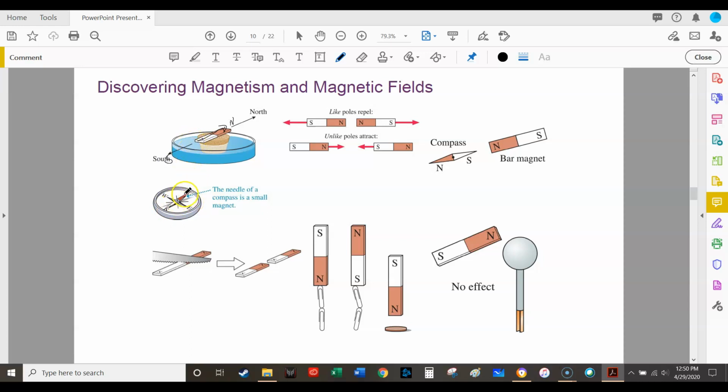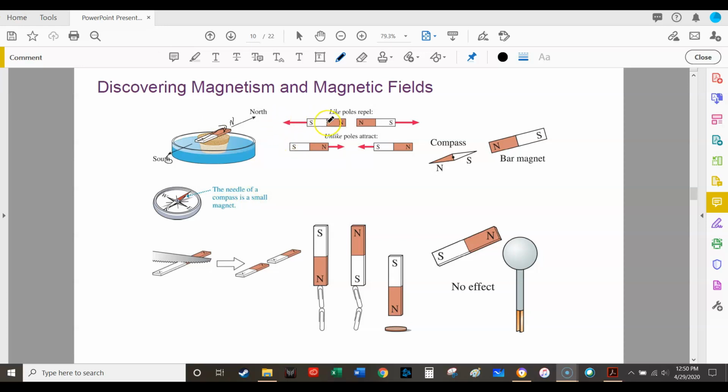By the way, in any quizzes that you take, or the slides from here, the colored part, brown is typically the color, is the north part of the magnet. Okay?